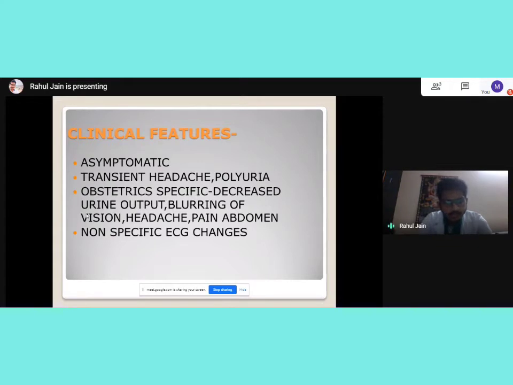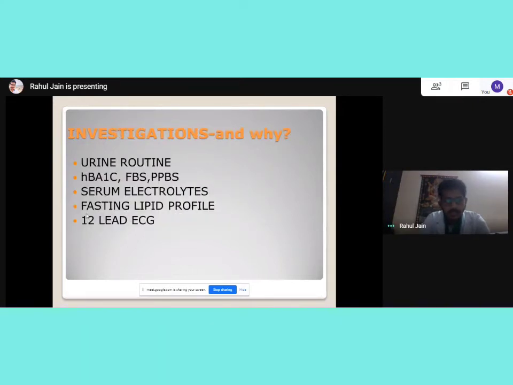And there are a few obstetric specific symptoms. If a patient is pregnant, then we always take history of these things. Is there any oliguria, that is decreased urine output? Is there any blurring of vision? Is there any headache, pain abdomen, epigastric pain? These might give us a clue that the patient is going for impending eclampsia or very high blood pressures. And at last, I won't say it is a clinical feature, but it is a sign on investigation: sometimes on ECG, whenever there are non-specific ECG changes and the patient is otherwise asymptomatic, the most common cause is hypertension.